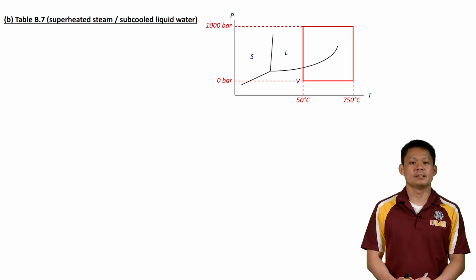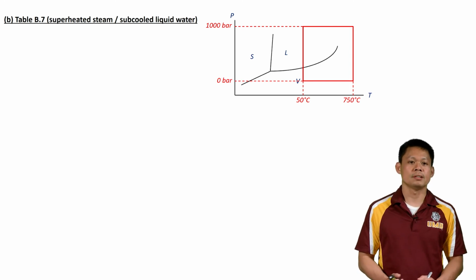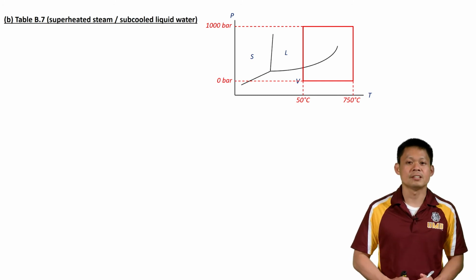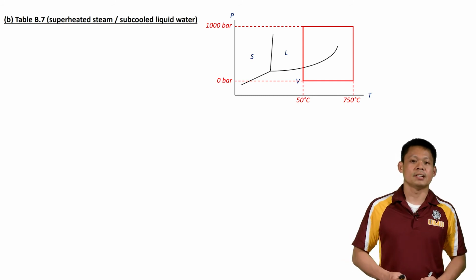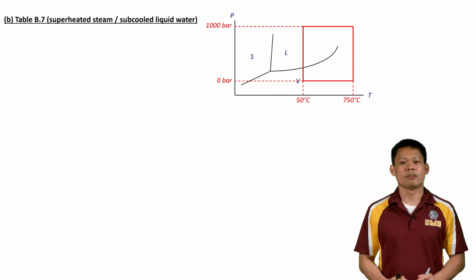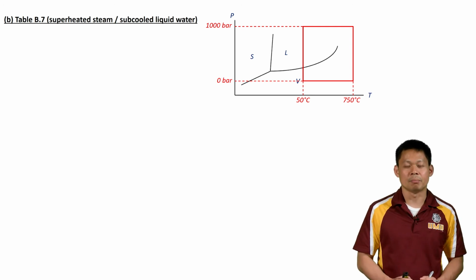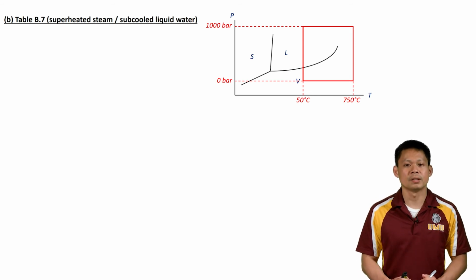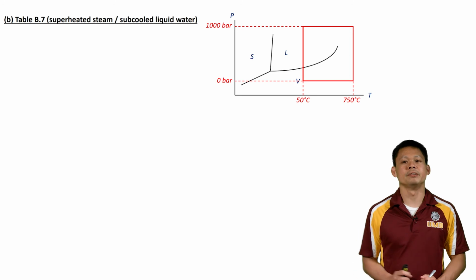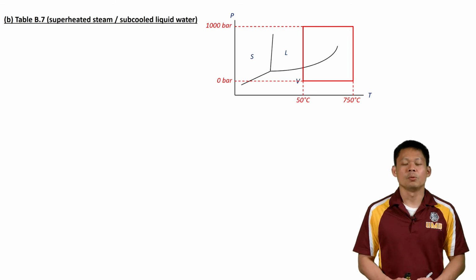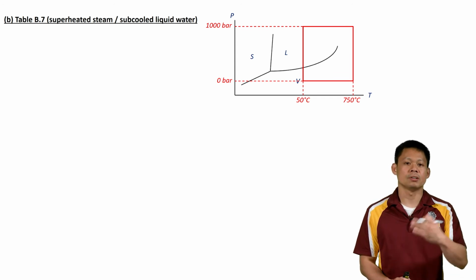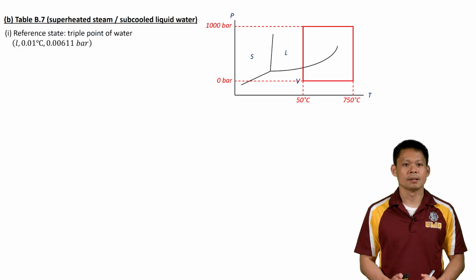Let's move on to table B7. B7 is for superheated steam or subcooled liquid water. And to visualize this in terms of the phase diagram, the values that are given in that table are the states that are within that red box. You're varying from a pressure of 0 bar all the way up to 1,000 bar, and a temperature from 50 degrees C to 750 degrees C. We are no longer constrained along the vapor-liquid equilibrium line, so we have either the superheated vapor region or the subcooled liquid region as well.